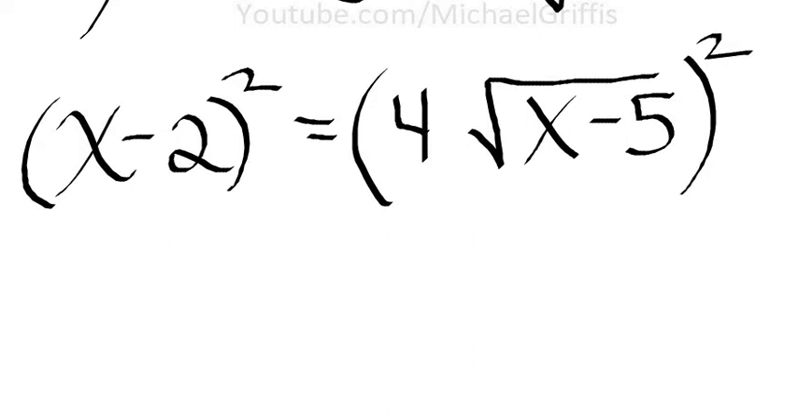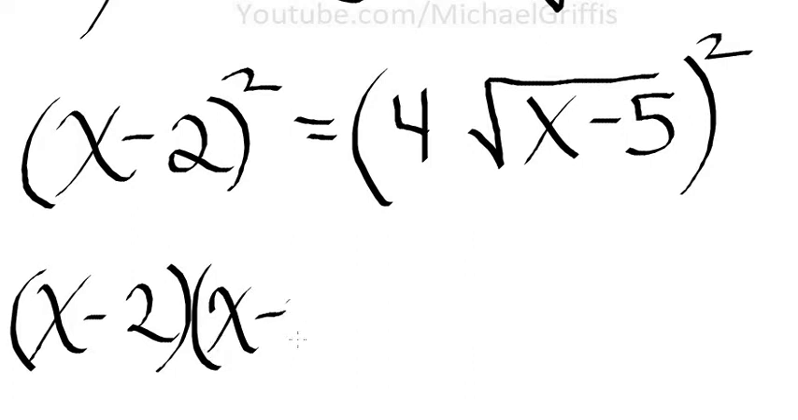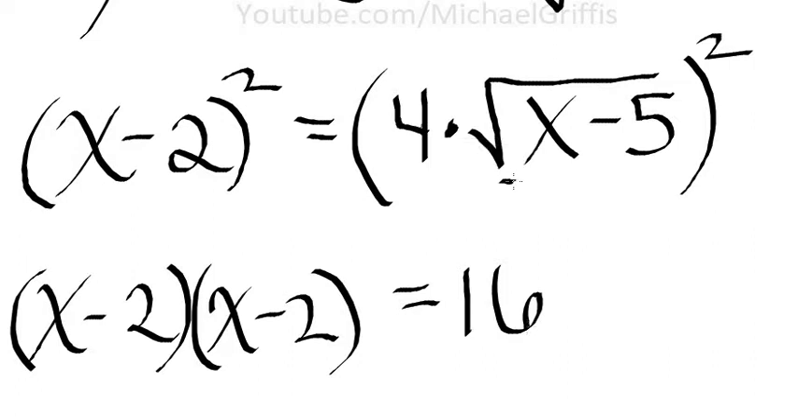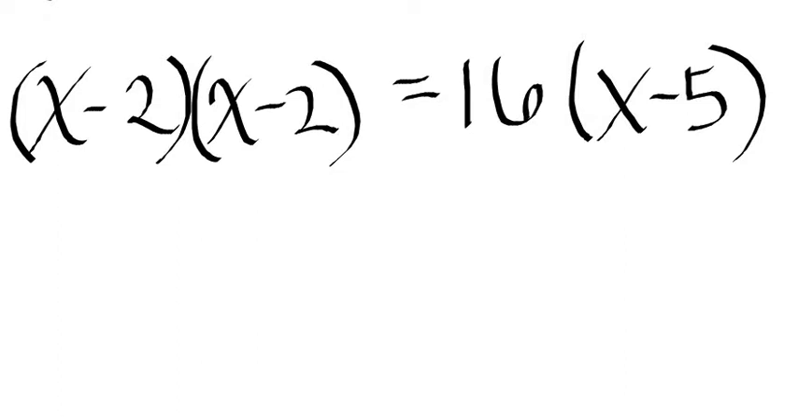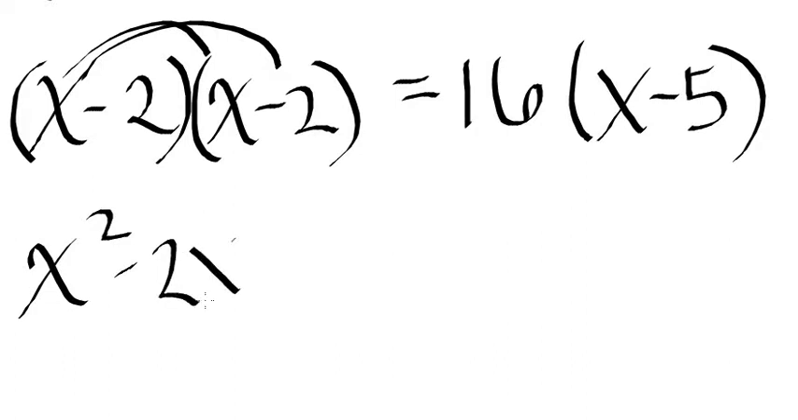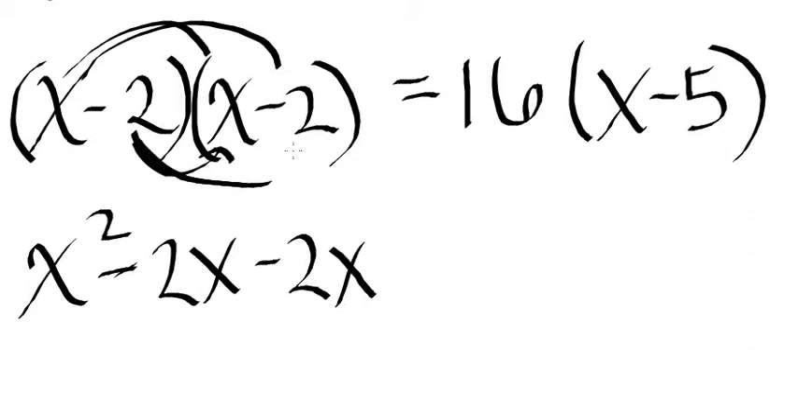Okay, what do we got? This is going to end up being x minus 2 times x minus 2, so we'll have to multiply that out. And this is going to be 4 squared, which is 16. And when we square the square root, it falls off. That's what the right-hand side looks like. Let's go ahead and multiply the left-hand side out. So x times x is x squared, minus 2x, minus 2x. And then negative 2 times negative 2 is positive 4.